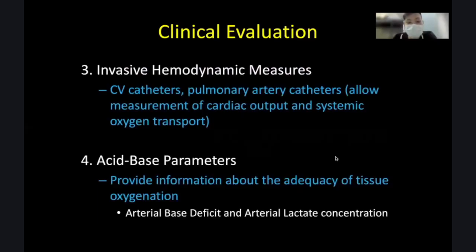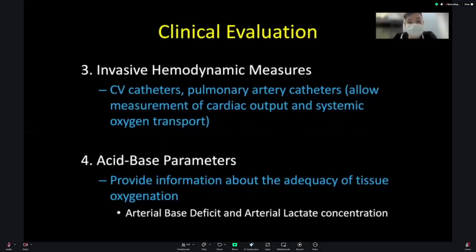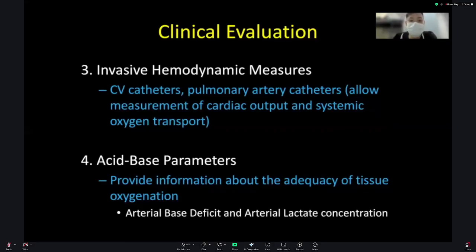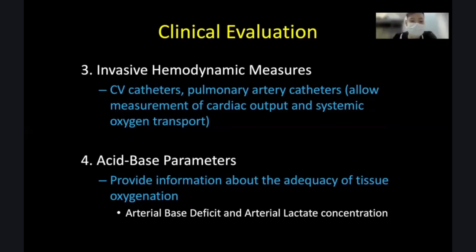We also use invasive hemodynamic measures, especially for very extensive surgeries or in critically ill patients. We use CV catheters or central venous catheters, which measure your CVP, your central venous pressure. Pulmonary artery catheters allow measurement of cardiac output and systemic oxygen transport.